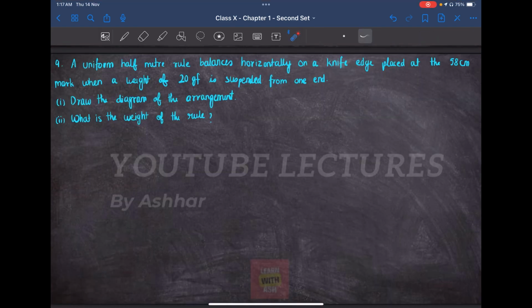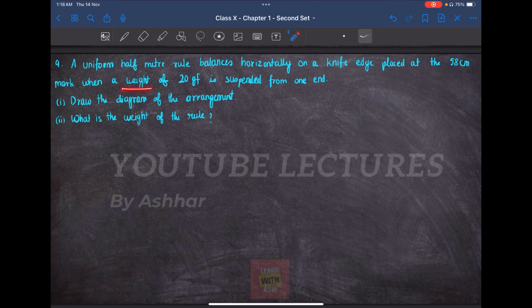Now let's move on to another question. In this question, they have told us a uniform half meter rule. What does this mean? The rule which has been taken is either 0 to 50 or 50 to 100, like half portion of it. Let us see what more the question tells us. It balances horizontally on a knife edge placed at the 58 centimeter mark. A pivoted point is kept with the help of a knife at 58 centimeter. That means my meter rule must be in the 50 to 100 centimeter range.